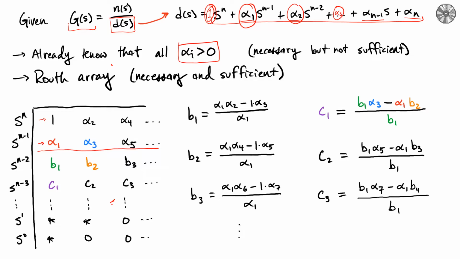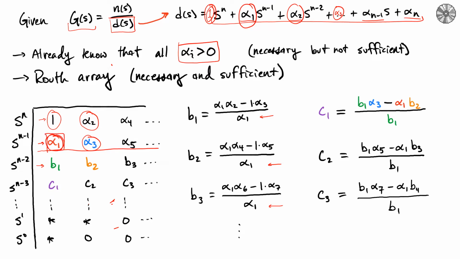So for all of the b values in the third row, notice that the denominator is always the same, and it's this value alpha 1. For b1, we calculate it by multiplying alpha 1 times alpha 2 and then subtracting 1 times alpha 3. And then we put that over the denominator alpha 1.